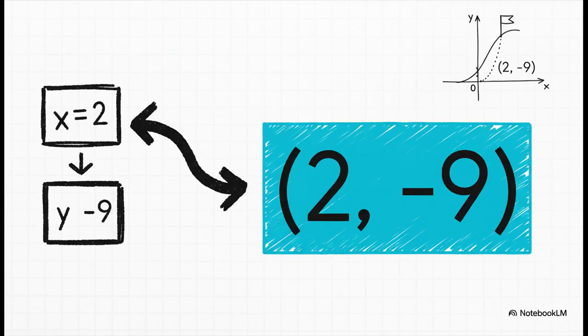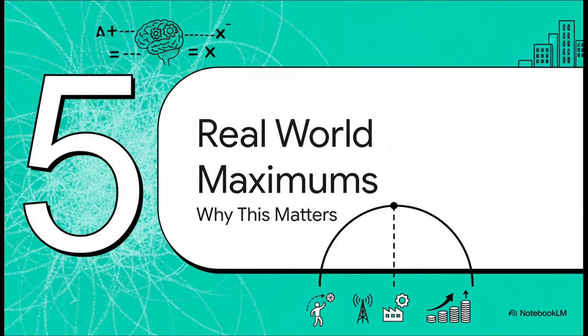And there you have it. We put our two pieces together to get our final answer. The vertex for this parabola is the point 2, negative 9. Simple as that.